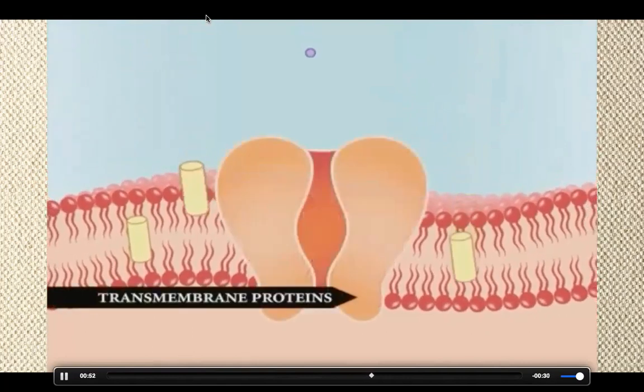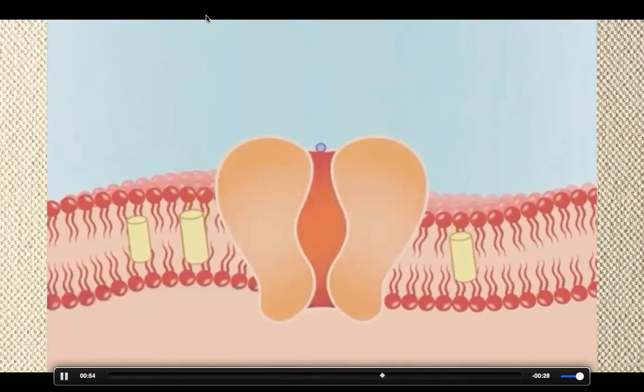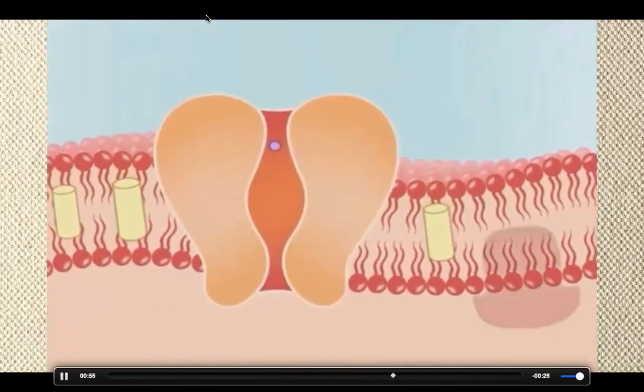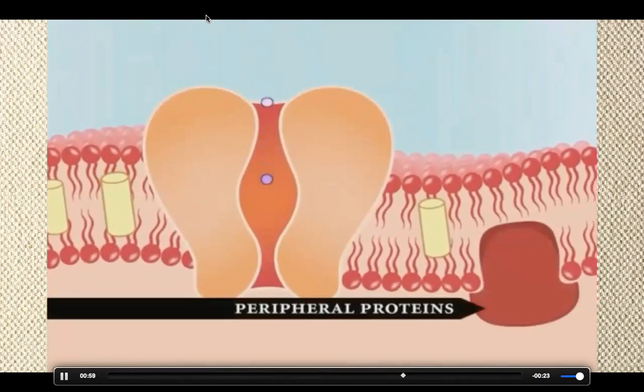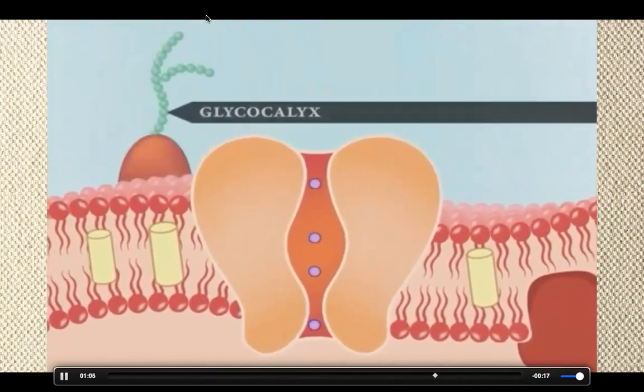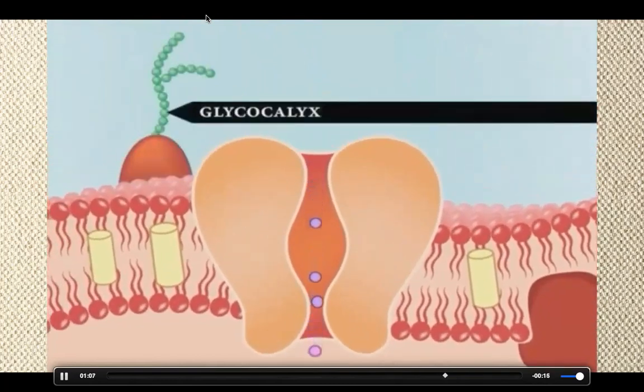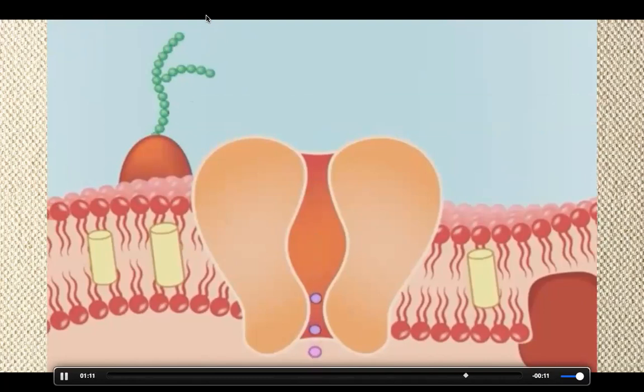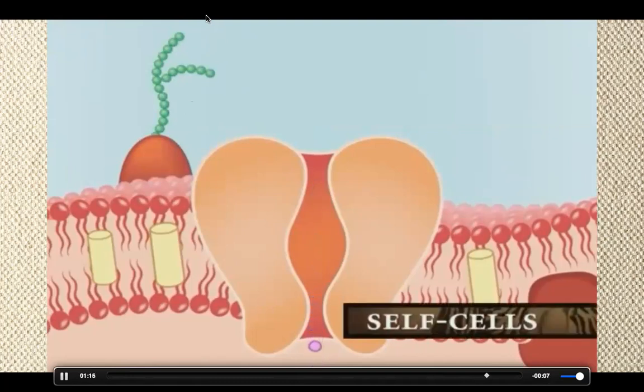Transmembrane proteins span the width of the membrane to transport nutrients and waste products into and out of the cell. Peripheral proteins are attached to either the inner or outer surface of the membrane. The glycocalyx, a fuzzy coat on the cell's surface, provides highly specific biological markers that allow cells to recognize each other as self cells, that is, cells that are a part of your body, as opposed to cells like bacteria that are not.